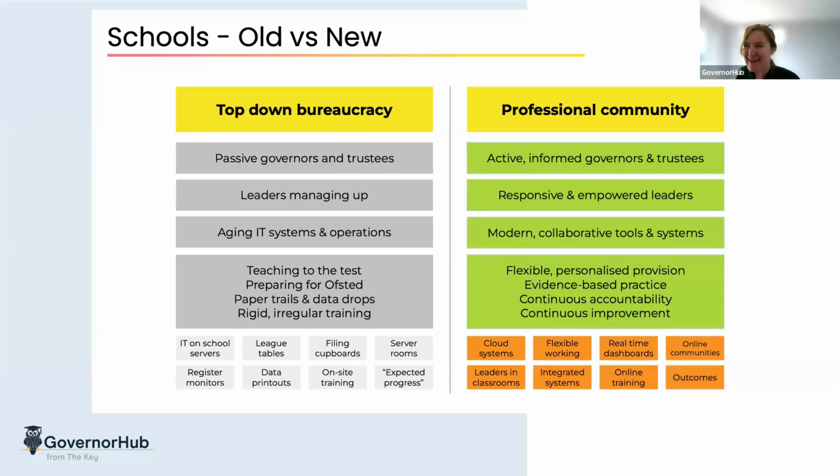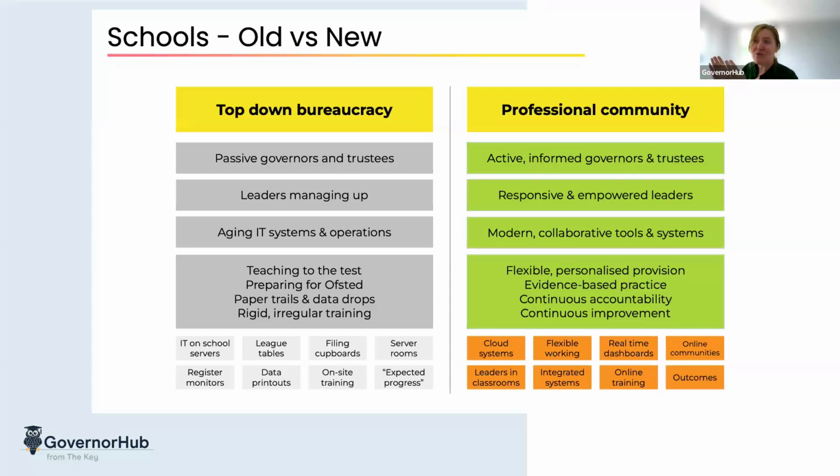So on that topic, I just wanted to show you this because we fit very nicely into this grid, I feel. Over the past few years, there's been a huge change in the way schools operate. The old style model, which you see on the left-hand side, is the top-down bureaucracy we previously had, which might include passive governors and trustees, leaders who manage up, aging IT systems and operations, the idea of teaching to the test and preparing for Ofsted, and paper trails and data drops and rigid, irregular training.